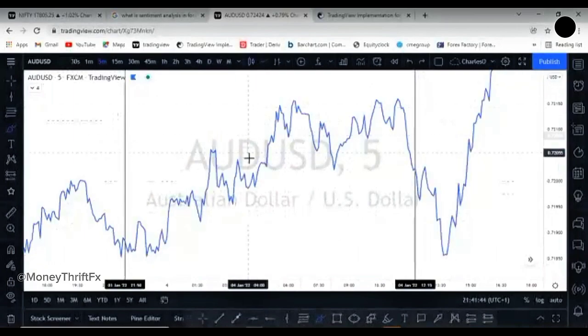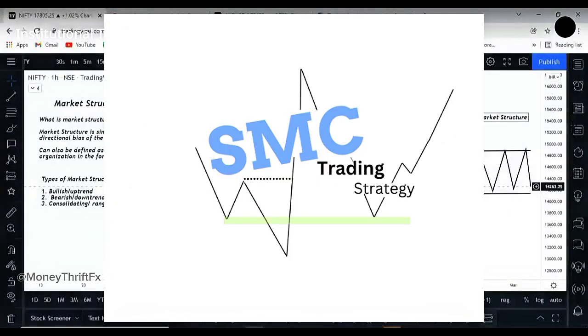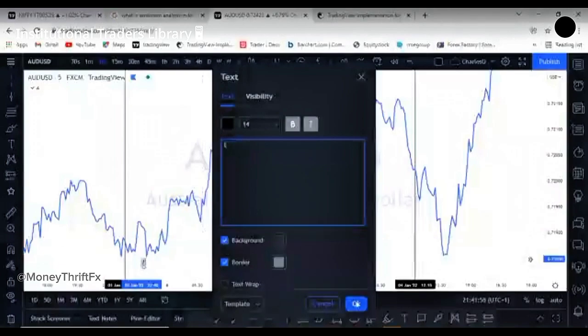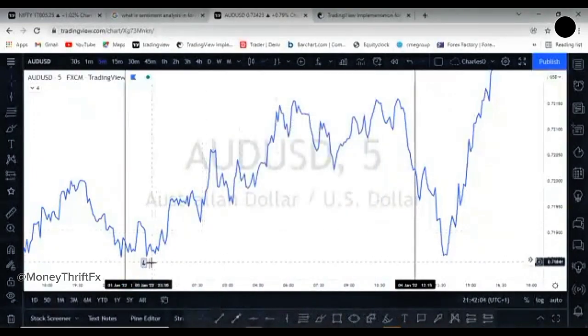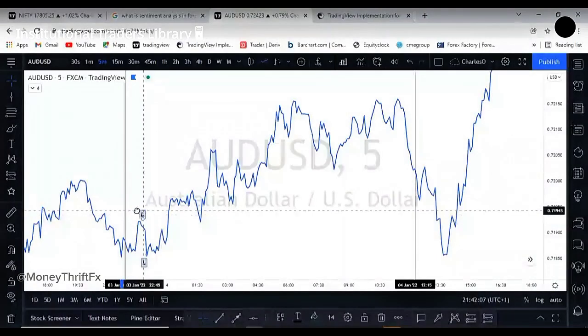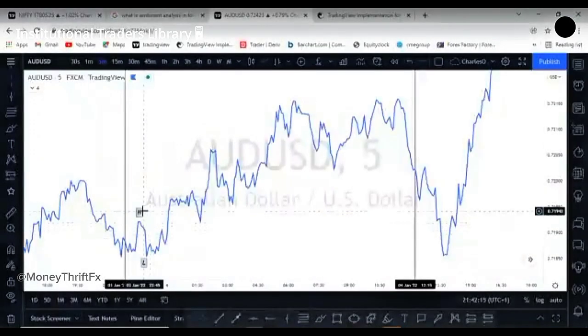So you can see the line. At least it's going to have almost a similar look to this one, right? So you can turn it to line chart. You now begin to label with text. Identify first of all the low, right? After identifying the low, what do you want to identify? The highs. So you now identify the highs.